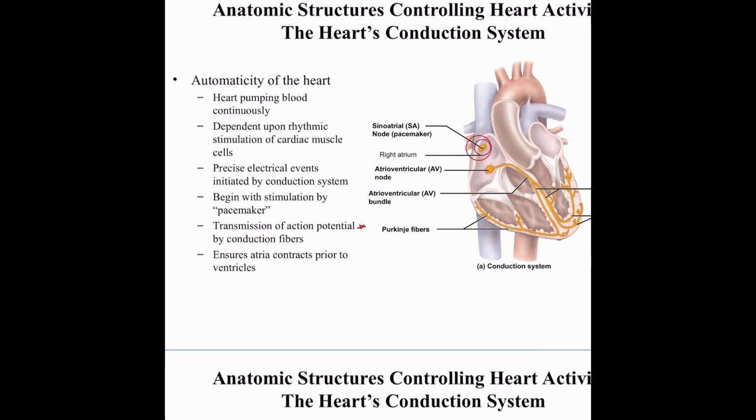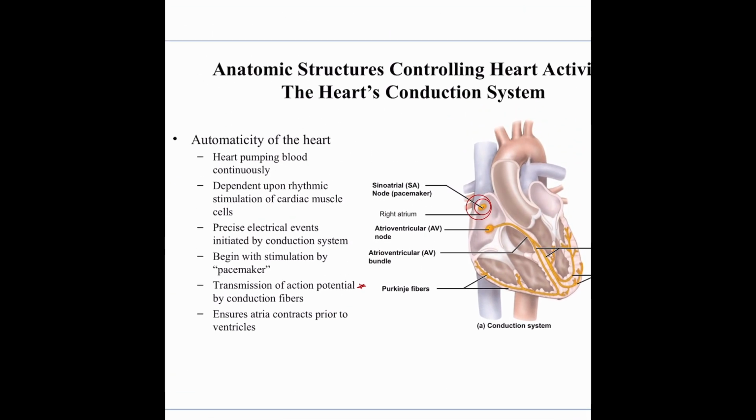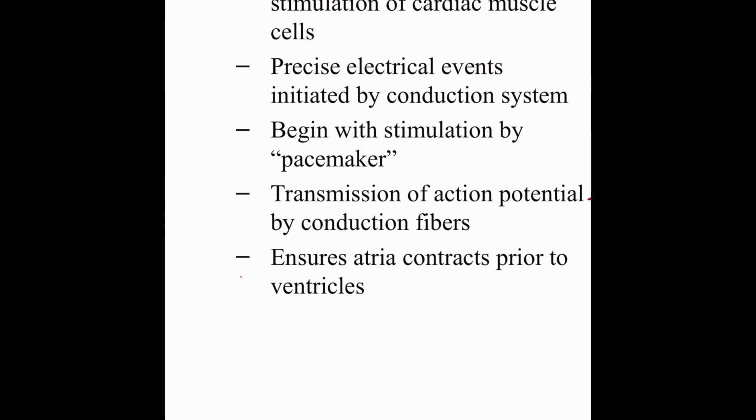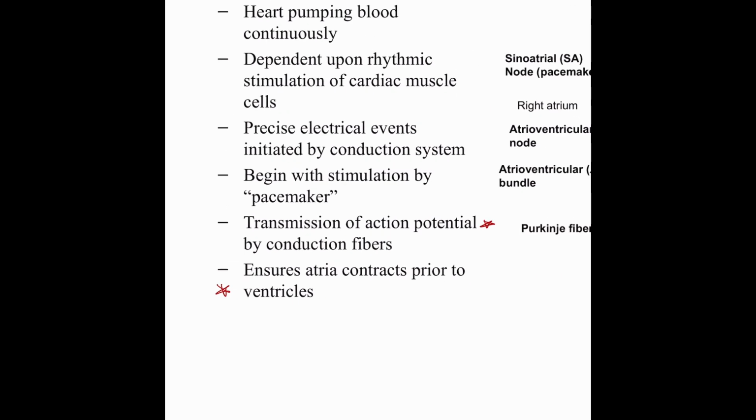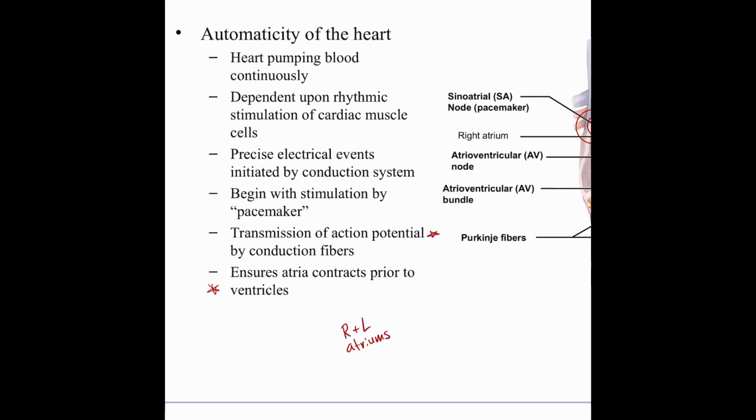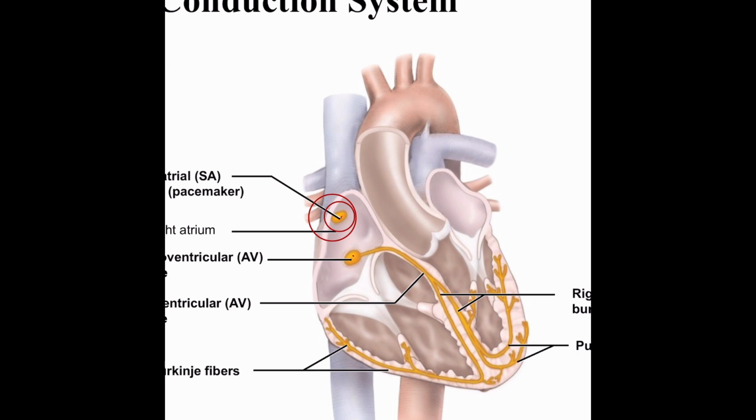So we shall continue. Another important thing is that it ensures the atria contract prior to the ventricles. When we talk about the SA node, we're talking about the contraction of both right and left atriums before the ventricles contract, okay? So if the signal progresses from here, it is not just progressing on the right atrium, but it's also going behind into the left atrium.